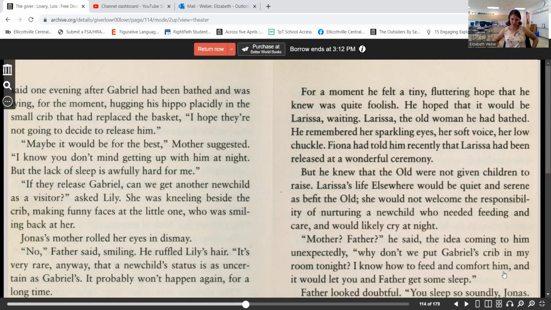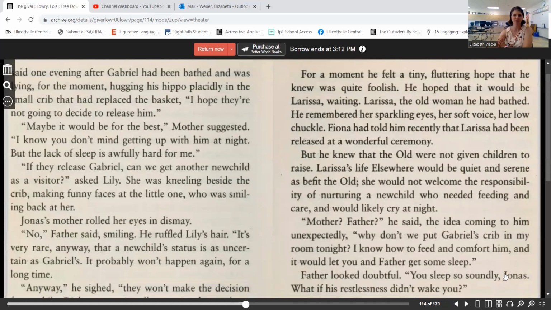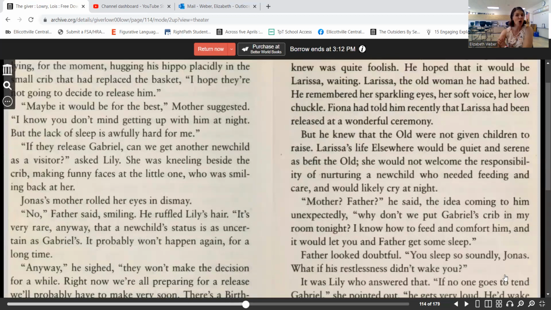"Mother, Father," he said, the idea coming to him unexpectedly. "Why don't we put Gabriel's crib in my room tonight? I know how to feed and comfort him, and it would let you and Father get some sleep." Father looked doubtful. "You sleep so soundly, Jonas. What if his restlessness didn't wake you?"